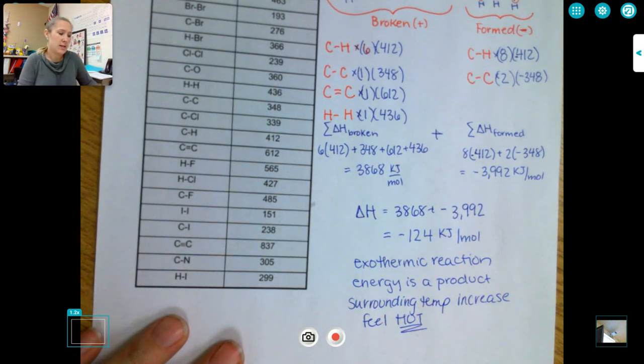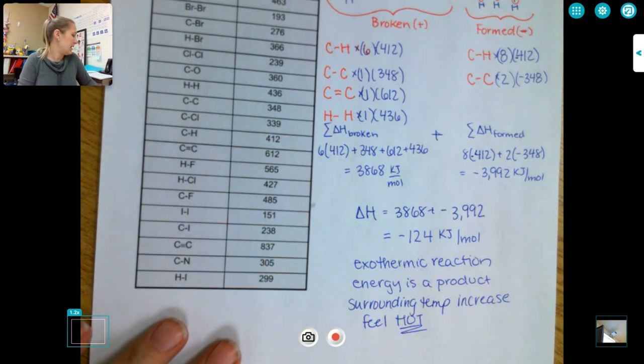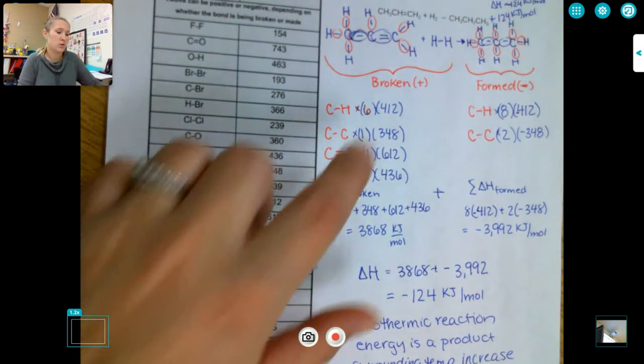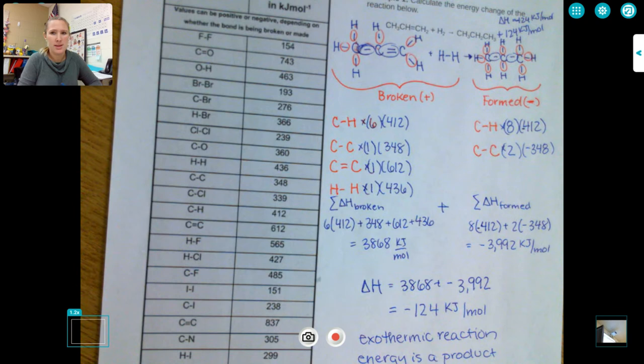So we'll practice more of that tomorrow. And we'll do more calculations. We'll draw some more structures and we'll dig into why this is what it is.